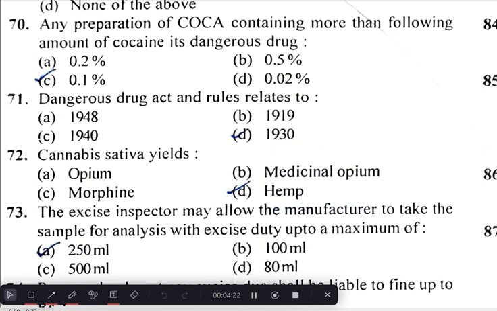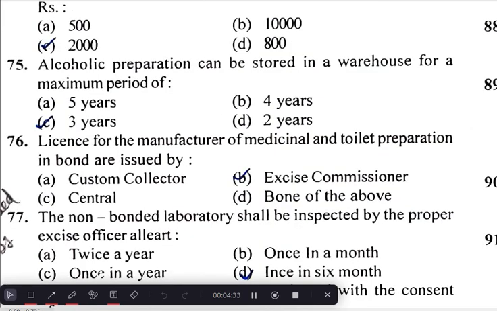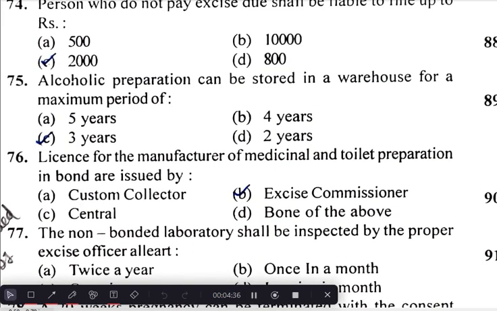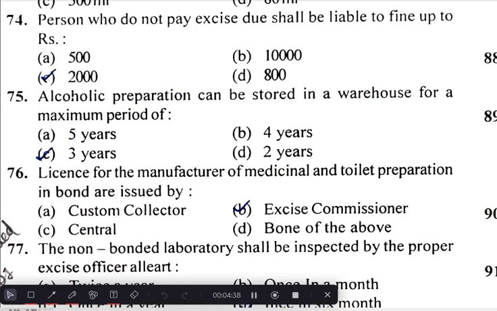Cannabis sativa yields hemp. The excise inspector may allow the manufacturer to take the sample for analysis with excise duty up to a maximum of 250 ml. A person who does not pay excise dues shall be liable to a fine up to rupees 2000. Alcoholic preparation can be stored in a warehouse for a maximum period of 3 years. License for the manufacture of medicinal and toilet preparation in bond is issued by the Excise Commissioner.